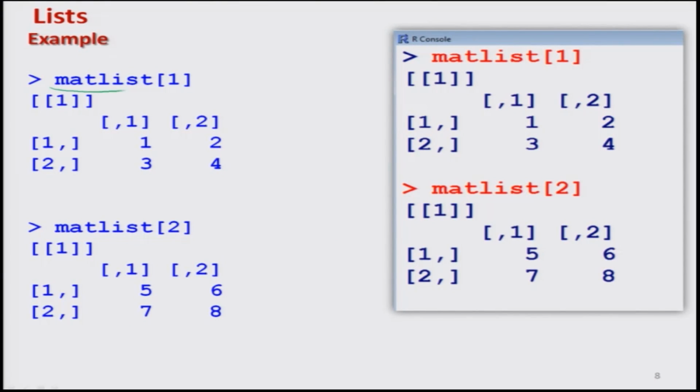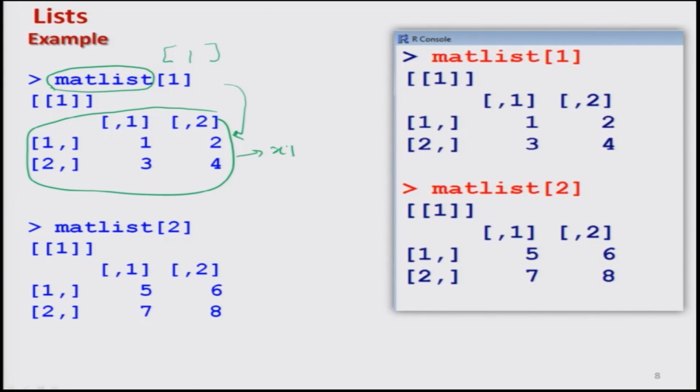First, I have to write down the variable name, that is the list. We have given the name mat list. Then inside the square brackets, I have written the first element. And then as soon as you enter, you get this outcome. You can see that this outcome is nothing but your x 1.